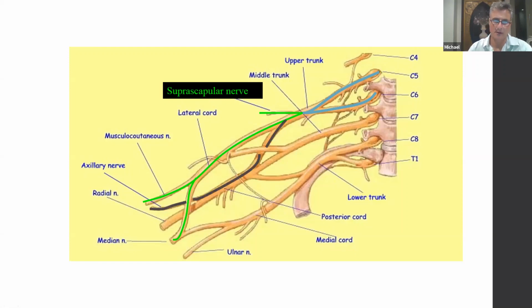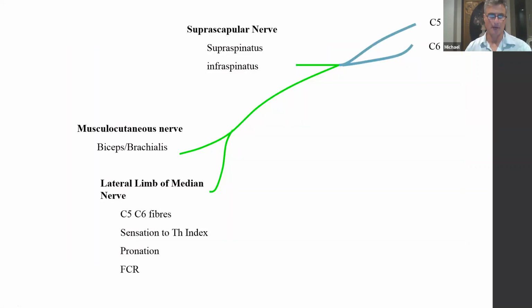And remember, obviously it continues, it splits into the posterior division just for completeness' sake, and then continues down the posterior cord, and then mostly those fibers head down the axillary nerve. Very little goes down the radial nerve too. So C5 and C6 power the suprascapular nerve, the musculocutaneous nerve, and the lateral limb of the median nerve, which is C5, C6 fibers, sensation to the thumb and the index finger, as well as pronator teres and FCR. Okay.